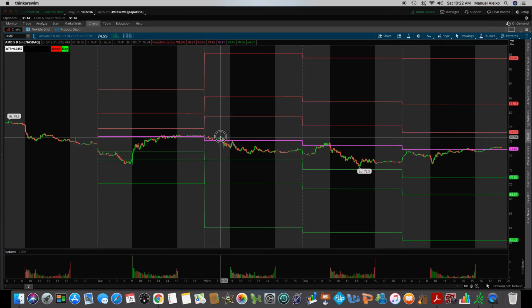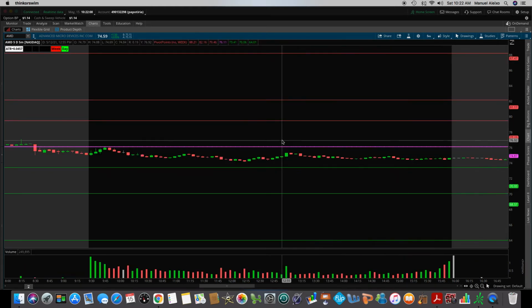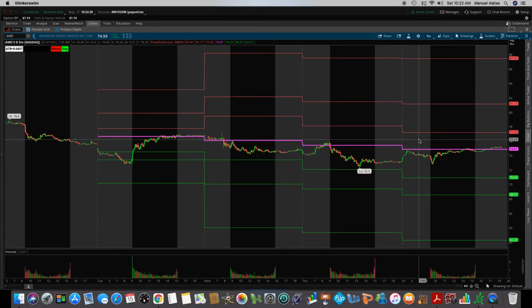So here's another example. I'm going to highlight here. As you can see, this was the day before. We opened under the pivot line, okay? AMD tried to break the pivot line. Again, the pivot line became an area of resistance, and then AMD just went sideways along that area. So let me explain to you how I play them. Okay, here's an example.